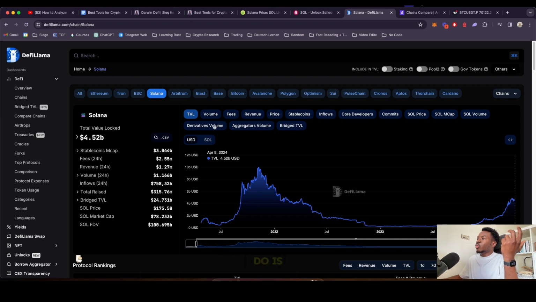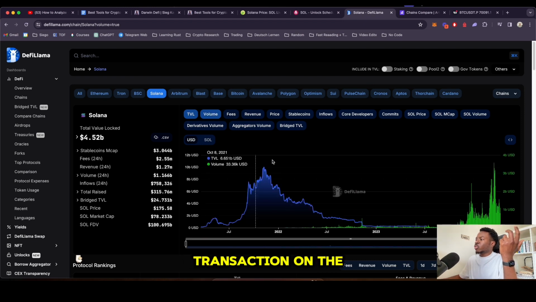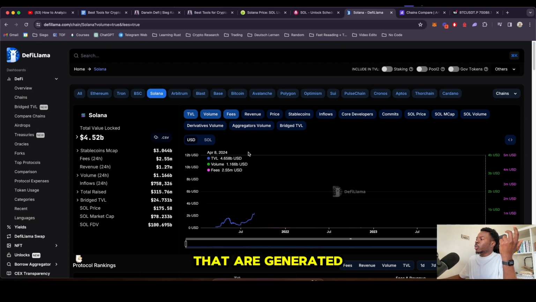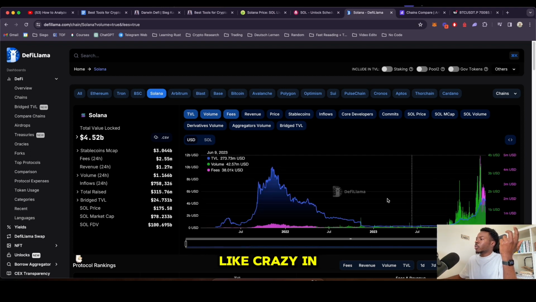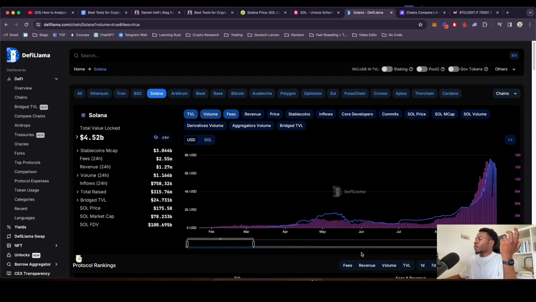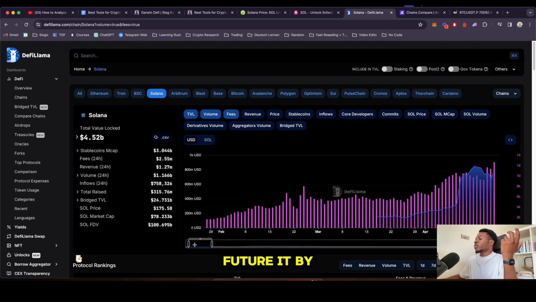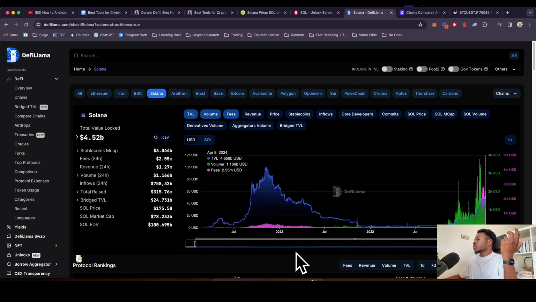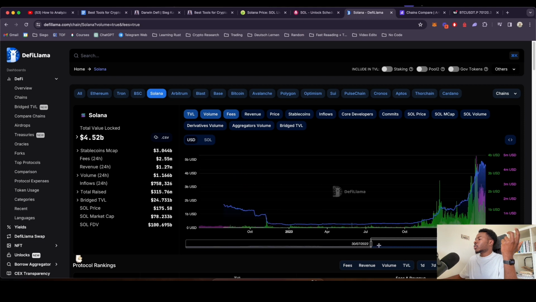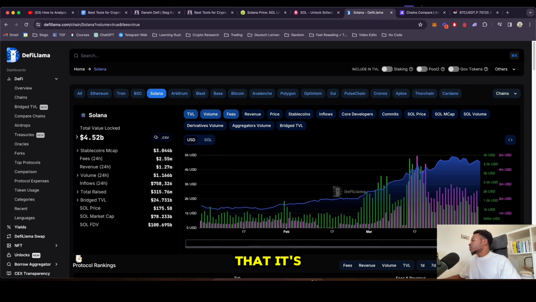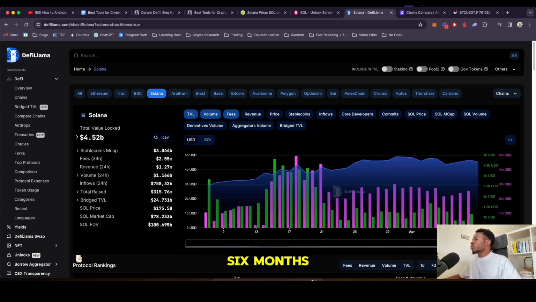Another thing that you can even do is you can check the volume of transactions on the chain. You can see that it's been spiking up recently in the last 6 months. You can even check the fees that are generated by the protocol. It's been going up like crazy in the past few months, right? You can filter it by the time period. You can see that it's been going crazy in the past 6 months.